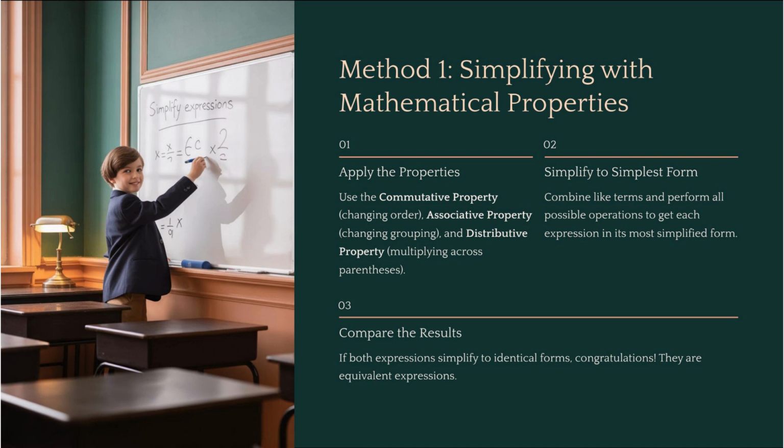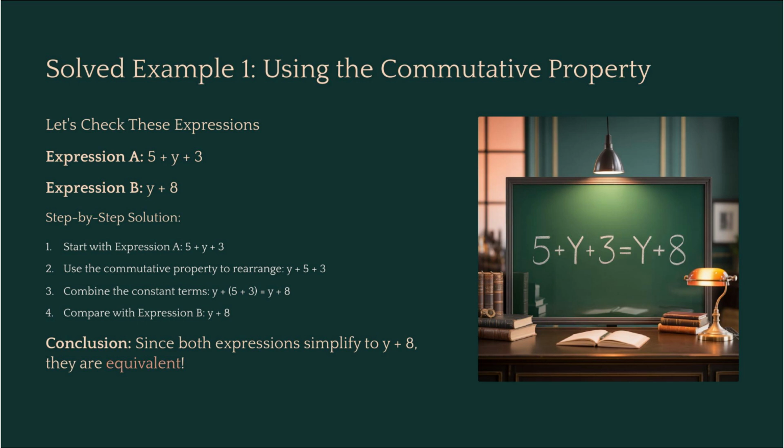Let's start with method 1, simplifying with properties. This method is the algebraic gold standard because it proves equivalence for all numbers, not just the one you test. Our goal is to use the commutative, associative, and distributive properties to break down each expression into its simplest possible form, known as its standard form. If the standard form of expression A is identical to the standard form of expression B, then we have proven they are equivalent. Here's a quick example using the commutative property.